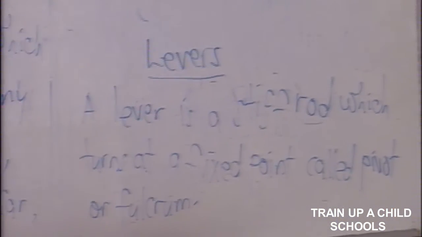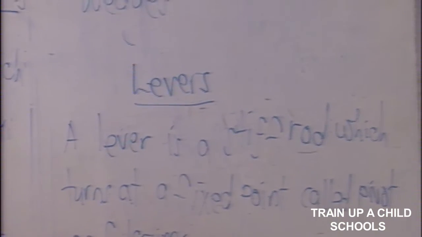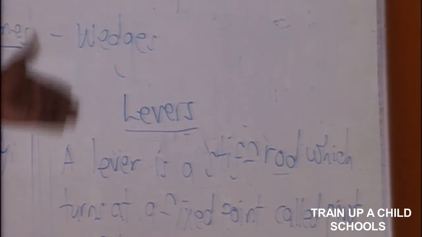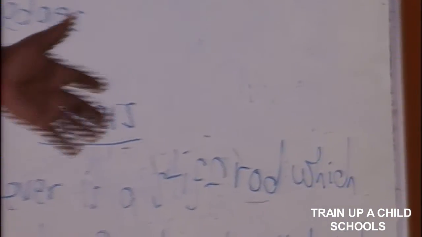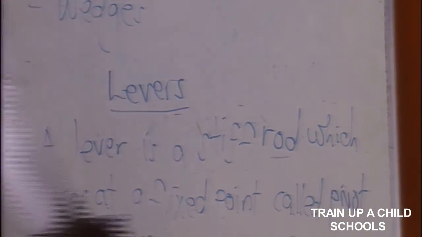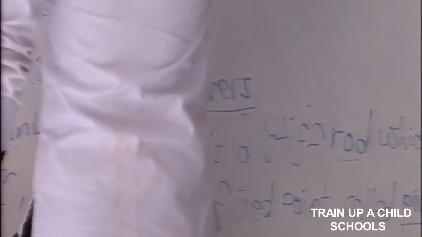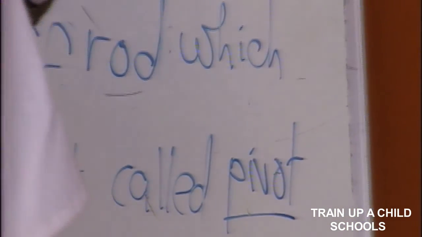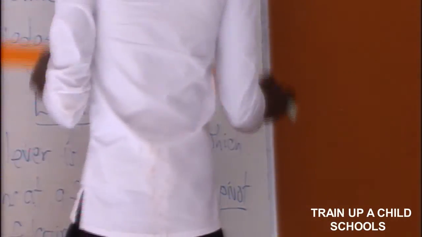So what's a lever? So someone happens to ask you a question. You say a lever is a stiff rod which turns at a fixed point, which is called pivot, if not fulcrum. So the pivot or fulcrum is actually fixed. Assuming I have here a diagram of a simple machine.